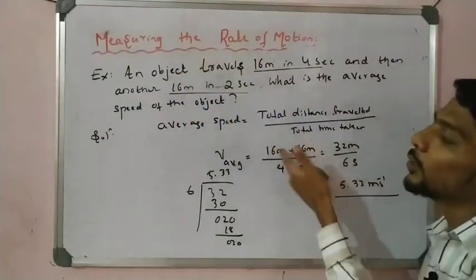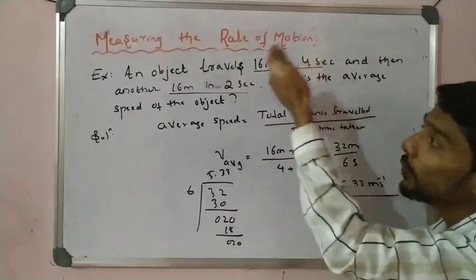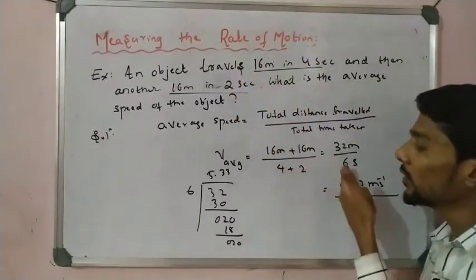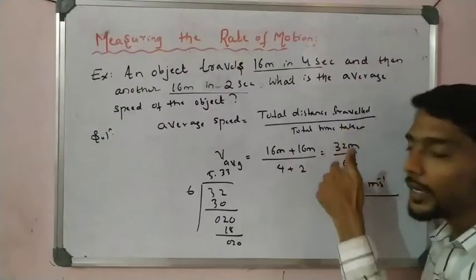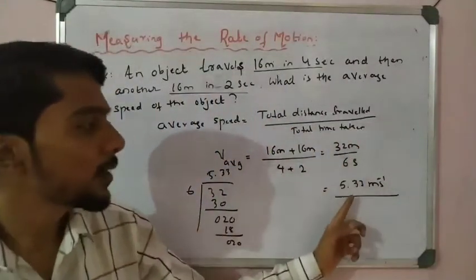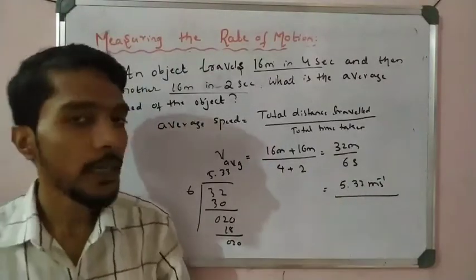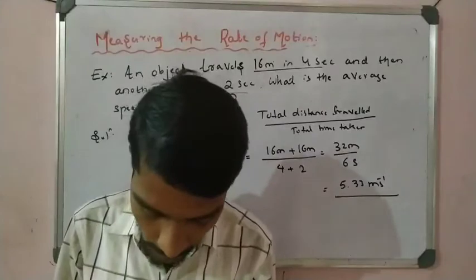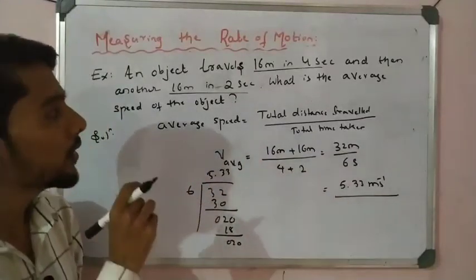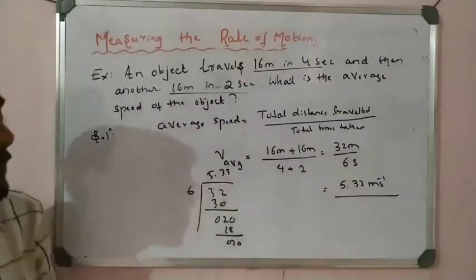So 16 plus 16, total distance traveled, and total time taken, first 4 plus 2, that is 6. So total distance traveled 32 meters and total time taken 6 seconds. So 32 by 6 is nothing but 5.33. So students, this is the numerical on the first concept, speed. Please write down this one.